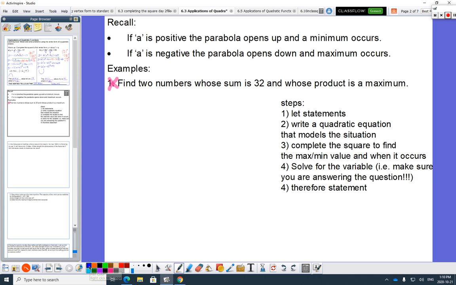And also, I'm going to be nice on the test and the exam. You should write let statements. Usually, students have to write their own quadratic equations, but on the test and the exam, I'm going to give you the equation. So you just have to complete the square to find the maximum, minimum, or optimal value. You have to make sure you answer the question, so we'll look at what that means and make sure you have a therefore statement, okay?